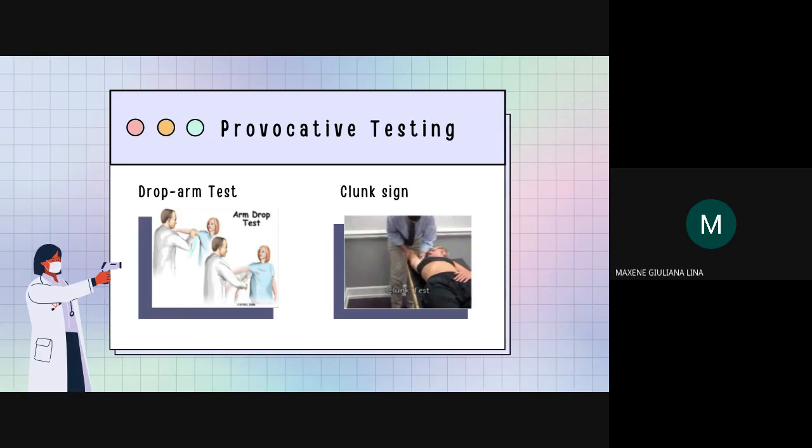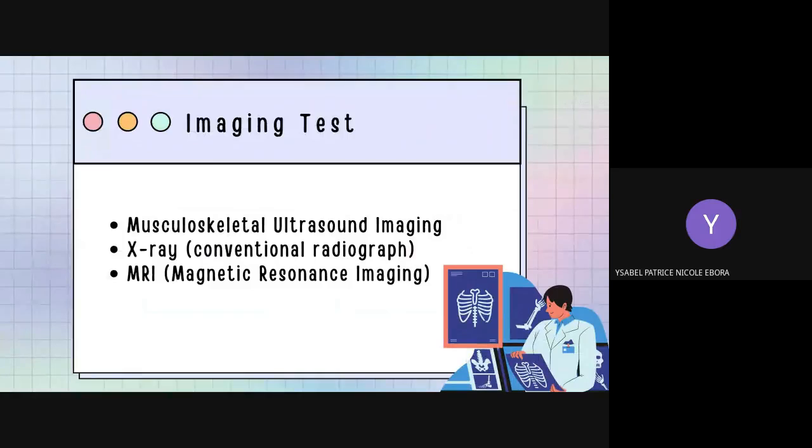Next, for the clunk sign, this test is performed when the patient's arm is rotated and loaded with force applied from extension through a forward flexion. A clunk sound or clicking sensation can indicate a glenoid labrum tear even without instability. Next slide, please. Now, in diagnosing a patient, physicians frequently order diagnostic scans such as an X-ray, ultrasound, or MRI to confirm their diagnosis. These tests can also assist in decisions regarding treatment and future care of the issue. Next slide.